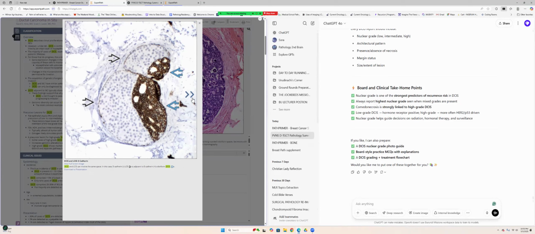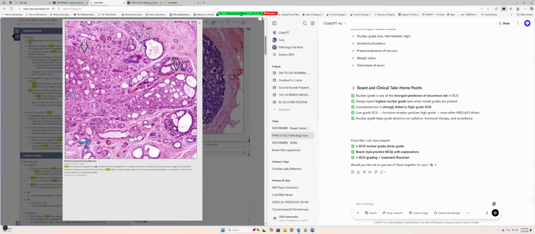DCIS and LCIS. DCIS and LCIS can involve the same space, unfortunately. So you can see here E-cadherin loss in the LCIS portion, which is adjacent to the E-cadherin positive cribriform DCIS.